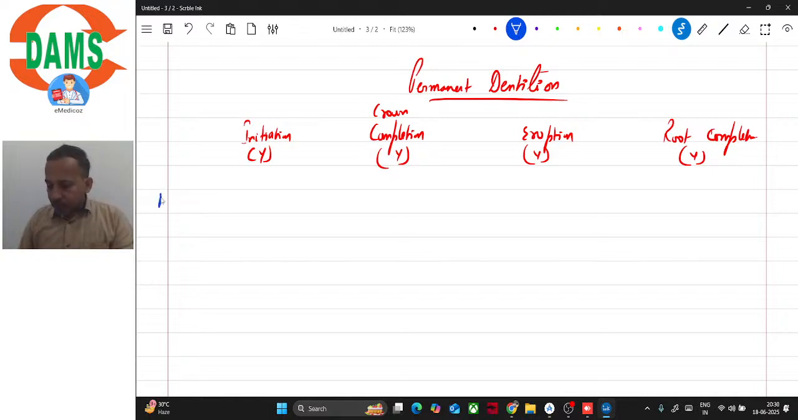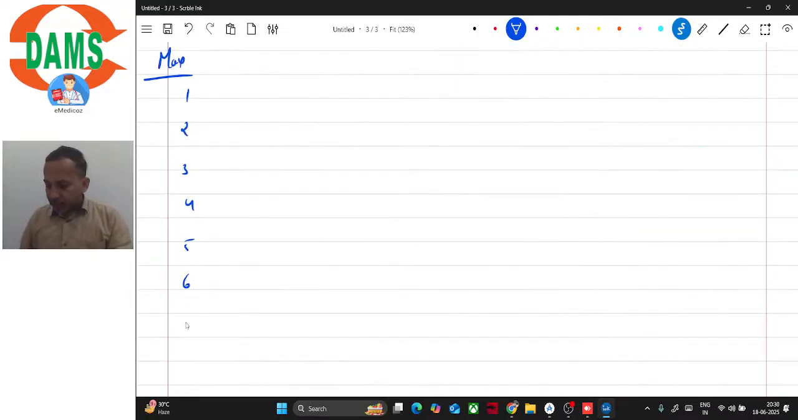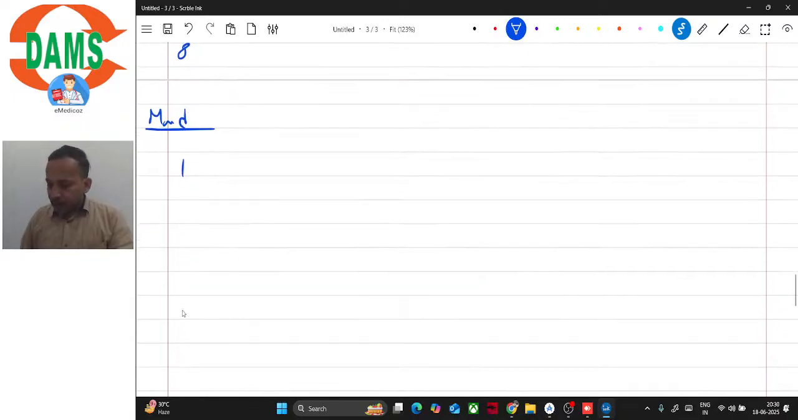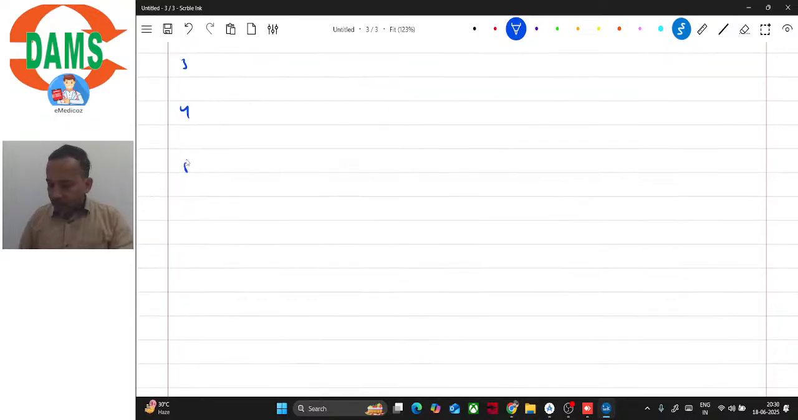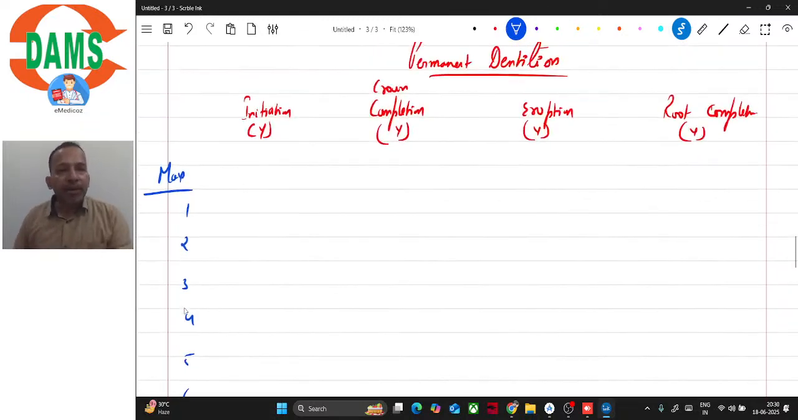So let's say these are the maxillary teeth: 1, 2, 3, 4, 5, 6, 7, and 8. Similarly, for mandibular, 1, 2, 3, 4, 5, 6, 7, and 8. So all the teeth are here, right? So let's talk about initiation.